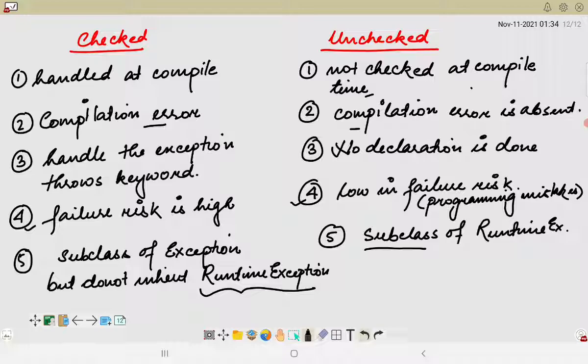In my next video, we will be talking about how we can handle these exceptions and how we can implement the throws keyword in order to declare the different types of exception.